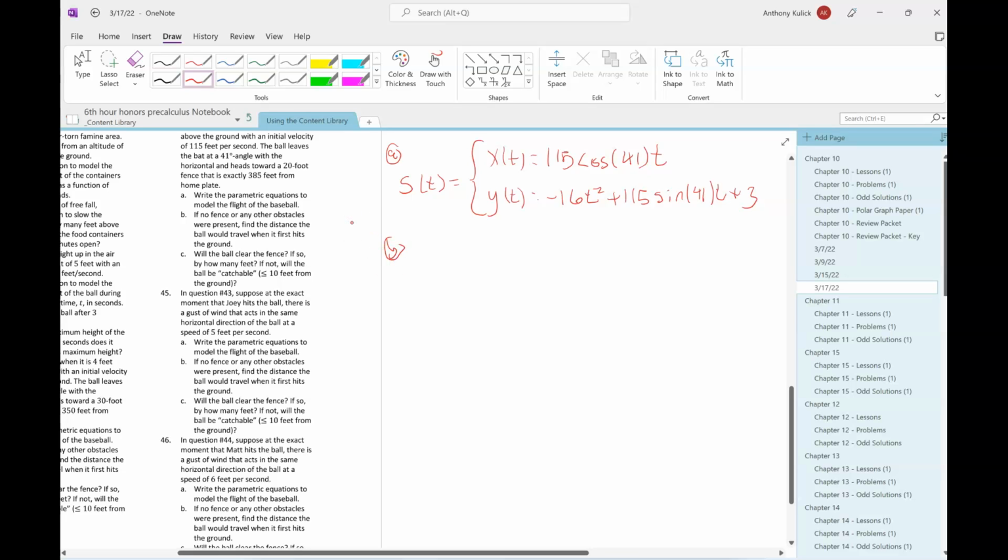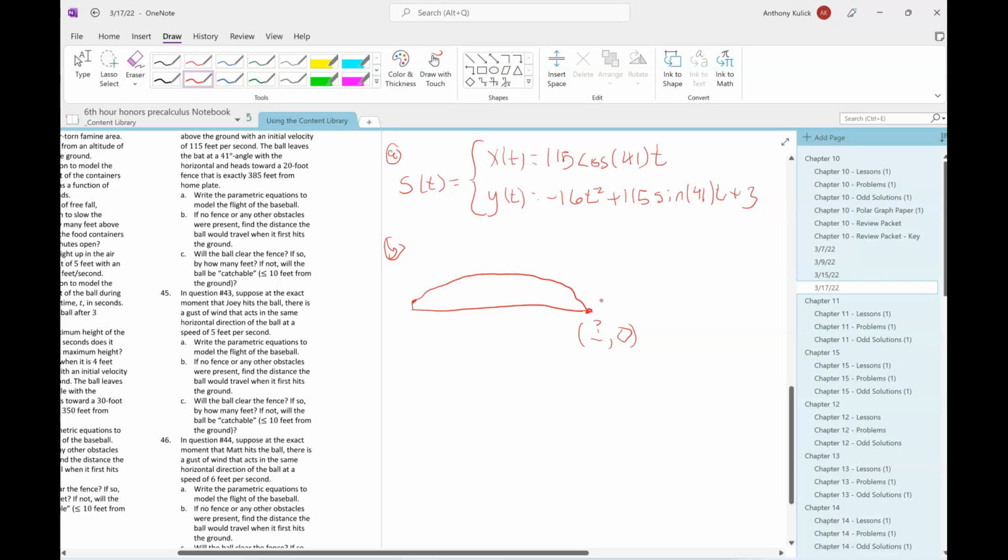Part B says, if no fence or other obstacles were present, find the distance the ball would travel when it first hits the ground. So let's draw a little picture of what's going on. Here's the ball 3 feet above the ground, and it's going to land and hit the ground maybe somewhere over here, right? So I want to know this point. I know the y-coordinate at that point is 0. The x-coordinate, I don't know what that is.